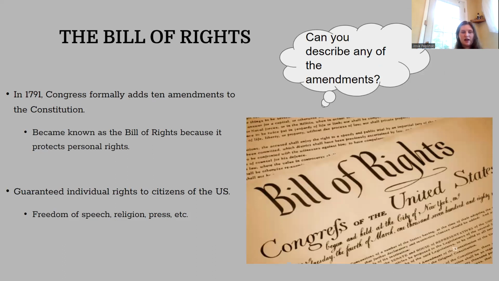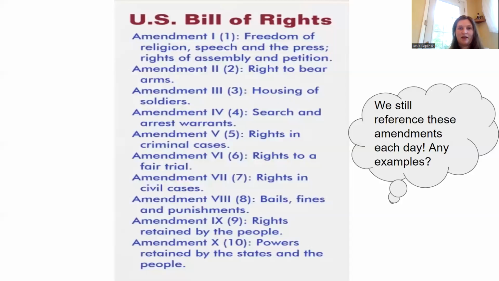So this Bill of Rights helps to protect the citizens' personal rights. It becomes part of the constitutional amendments and protects things like freedom of speech, religion, and of the press. So there are 10 main amendments in here. The first I just mentioned, the second being the right to bear arms, the third preventing forced housing of soldiers during times of war, the fourth protecting against unreasonable search. Then we've got rights in criminal cases, rights to a fair trial, rights in civil cases, rights against cruel and unusual punishments, rights retained by the people, and powers retained by the states and the people.